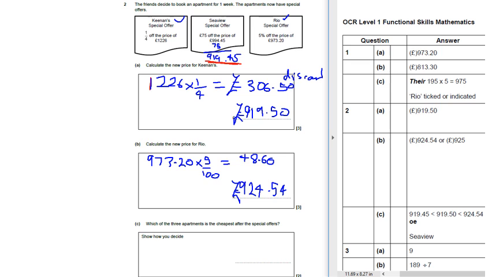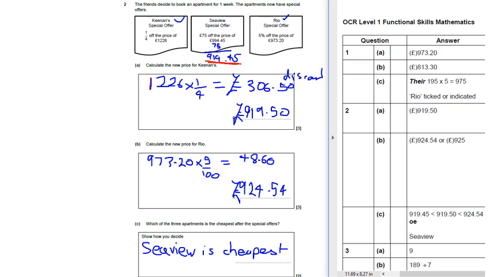Which of the 3 apartments is the cheapest after the special offer? How would you decide? On my sheet, I've just said Seaview is cheapest. Oh, by 5 pence. Okay. Yeah, 5 pence difference. I don't know about you, but I'd go with the Keen because it was more expensive to start with. But the question says which is the cheapest, so it's the cheapest.